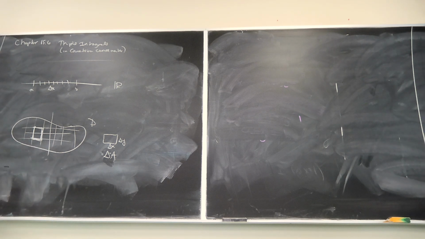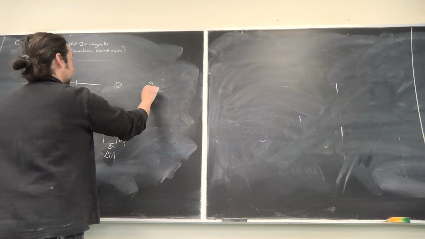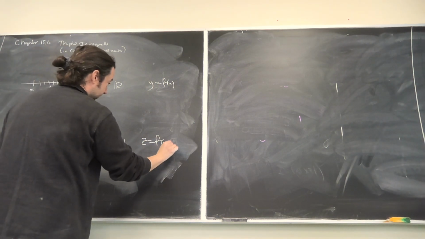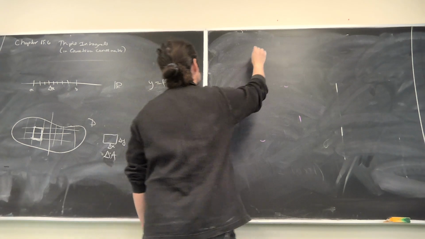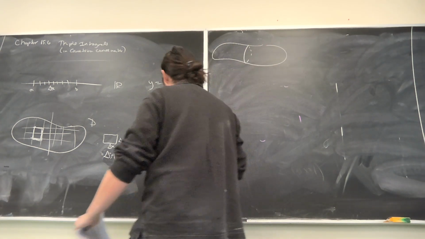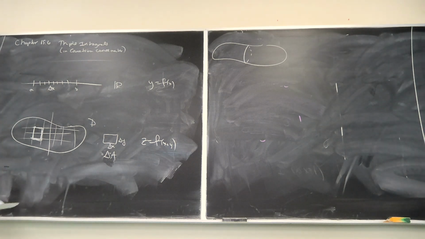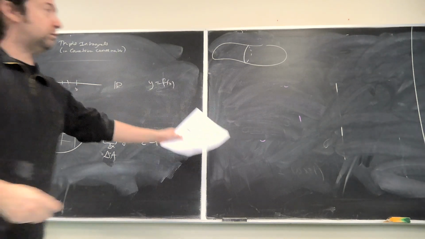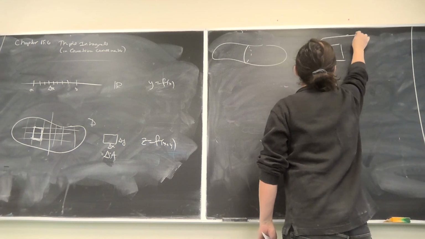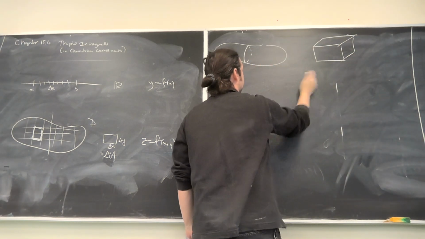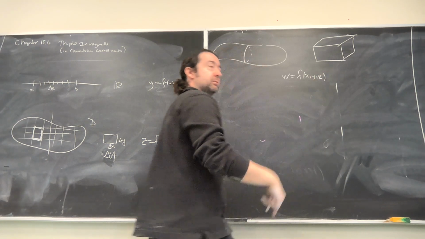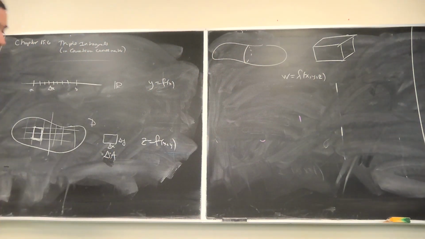If I'm in 3D, so here we have y as a function of x, here we have z as a function of x and y. In 3D, the domain of my function now is like a solid region floating in space. So we can think about it as being some sort of blob. We can think of it as being a cube. And our functions eat things in 3 variables and then produce an output.